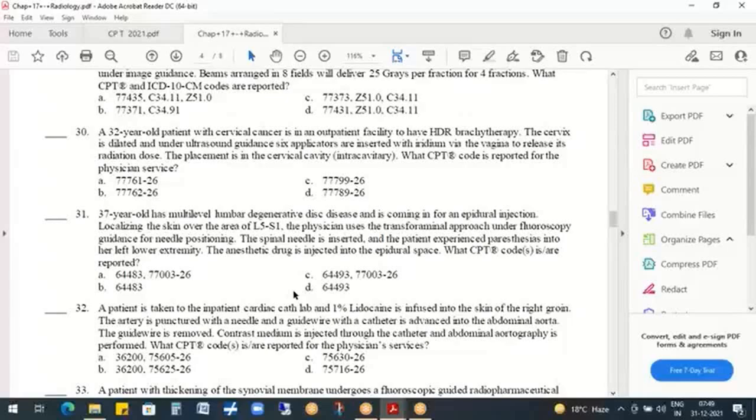Surface area or intracavity. Interstitial. If you are not finding the term remote, then it is intracavity radiation. Okay. Now see question number 30. Do that question, number 30.